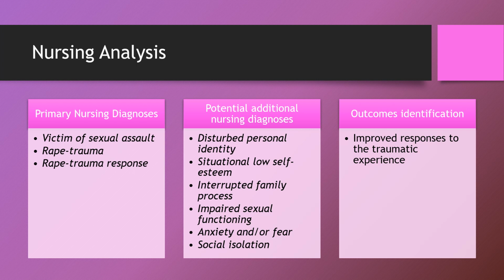Some other possibilities for analysis may include disturbed personal identity. You can see those written in that middle column there. Social isolation, anxiety or fear. And then other possibilities, outcomes are going to focus on those goals for those priorities that we set in place for our patient.